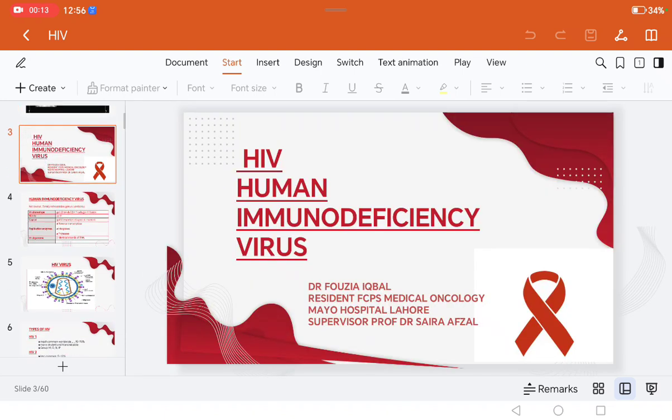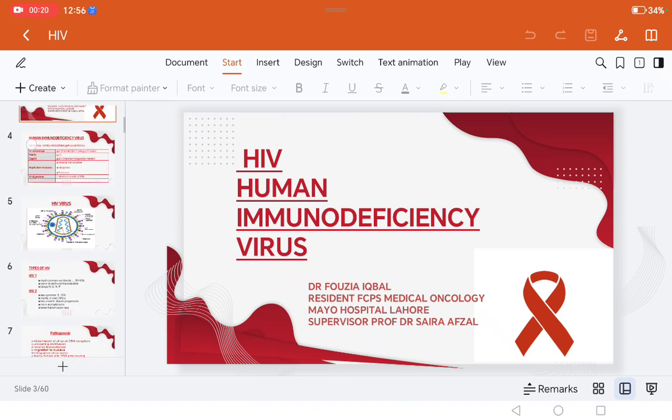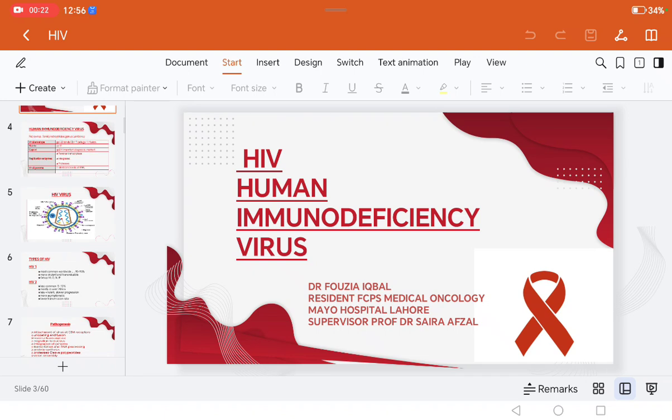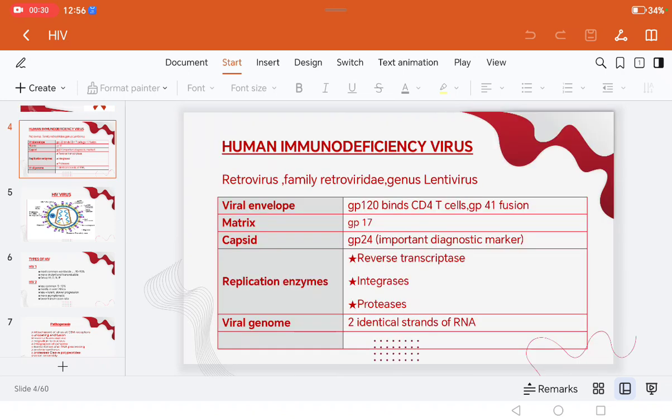Today, our topic for presentation is HIV, Human Immunodeficiency Virus. I am Dr. Fauzia Iqbal, resident FCPS Medical Oncology on rotation from Mayo Hospital, Lahore, under supervision of Professor Dr. Saira Afzal. So, HIV is a retrovirus from the family Retroviridae, genus lentivirus.